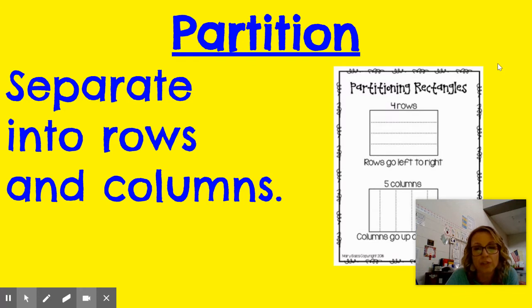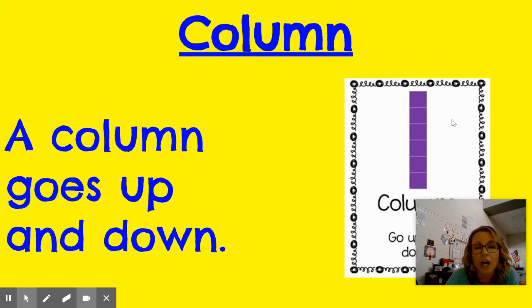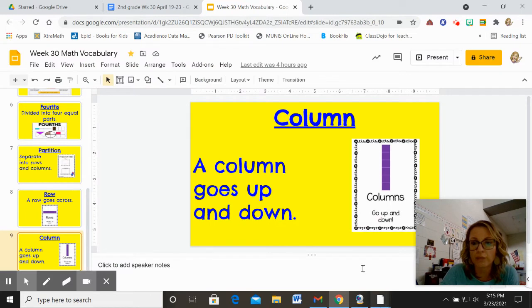Partition, separate into rows and columns. Row, a row goes across, side to side, remember? And column, a column goes up and down, up and down. Okay, boys and girls? Now, we're going to do some practice.